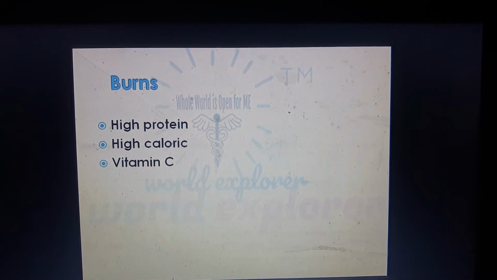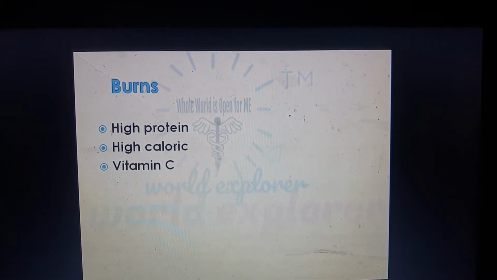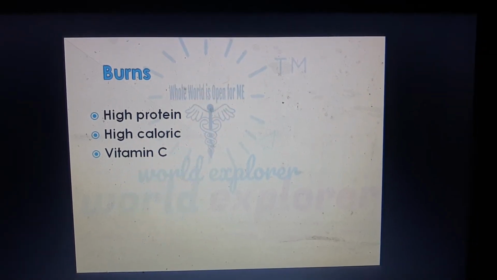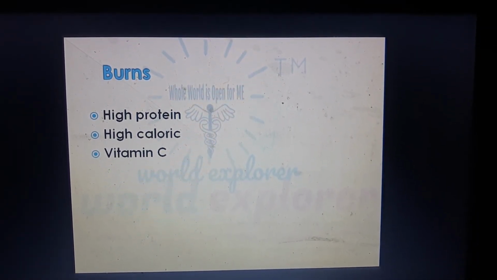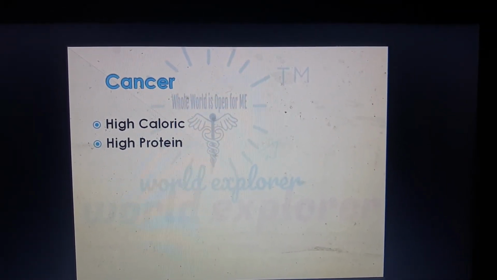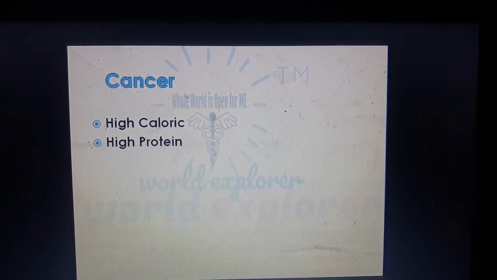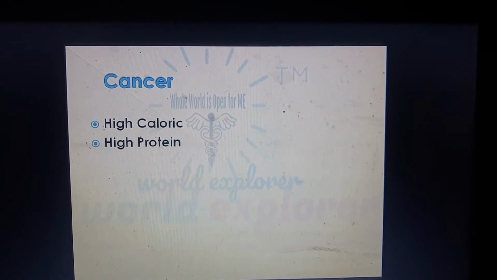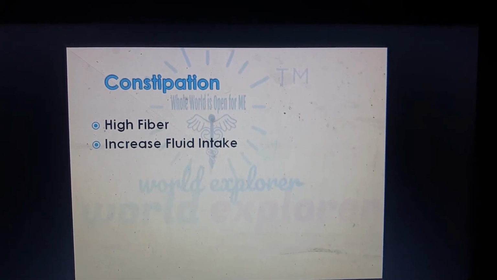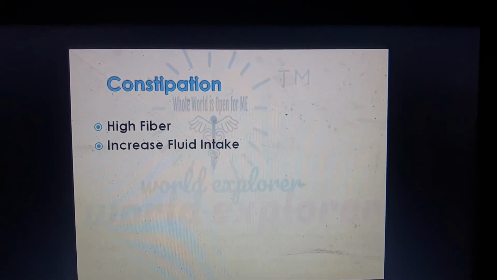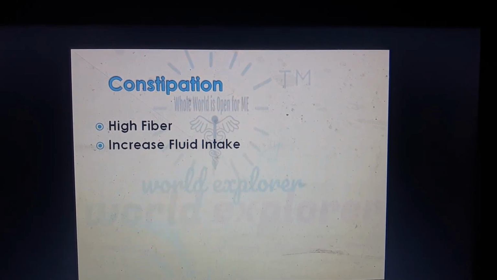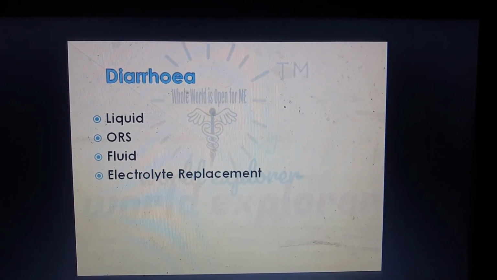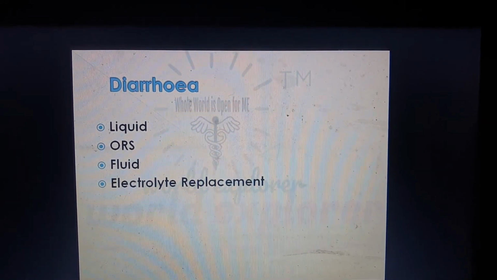And if a patient is having burns, they are in need of high protein diet and high caloric diet, even vitamin C, which is helpful for the healing of burns. If a patient is having cancer, they are almost debilitated, so they need high caloric diet and high protein diet. If a patient is having constipation, they need high fiber diet and also increased fluid intake. If a patient is having diarrhea, we need to replace the fluid, so we are giving liquids.